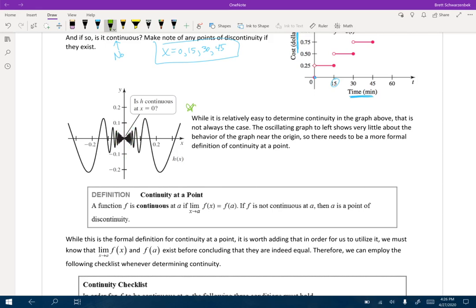So in this scenario, we have this definition: a function f is continuous at a if the limit as x approaches a of f of x equals f of a. If it's not continuous at a, it's called a point of discontinuity.